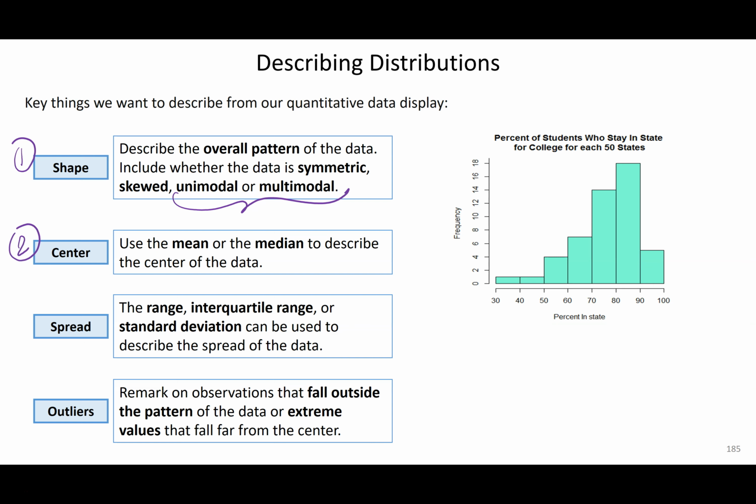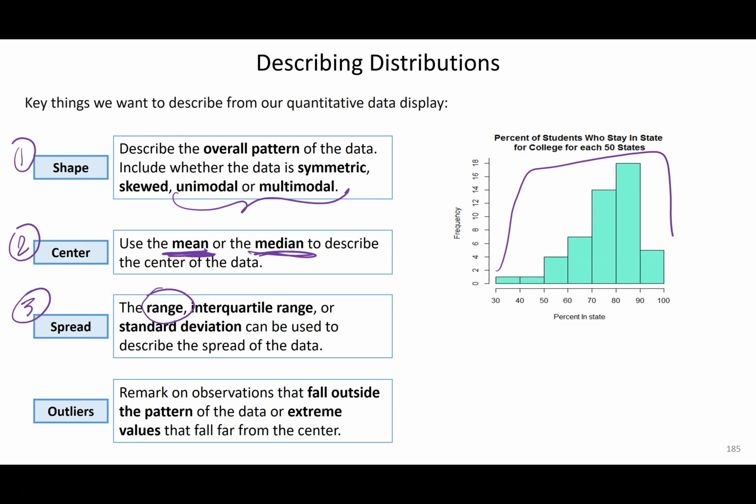Where it's centered. So do we have the bulk of observations in one spot? Do we have a peak that we could talk about? A lot of times we'll talk about the mean or the median to try and describe the center of the data. The spread. So we might talk about the range, the IQR or interquartile range, which we will talk about more in, I don't know if it's this lesson, but maybe the next lesson, and the standard deviation. So if we give you a plot only, chances are the range is what you can talk about.